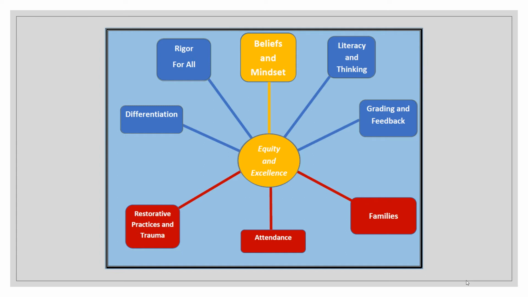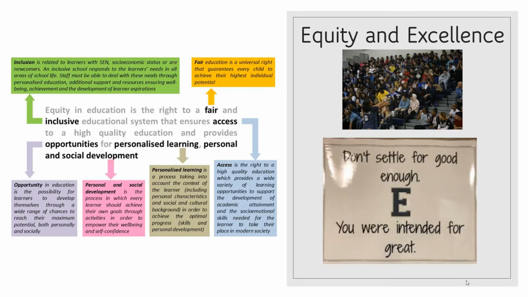And we'll be focusing on the top part of the graphic, specifically differentiation, rigor for all, beliefs and mindsets, literacy and thinking, and grading and feedback. So the center of our graphic is equity and excellence. This is what our entire framework is built on. You can see a definition for equity there, and the keywords. One thing that's important for our school is teaching our students, don't settle for good enough. You were intended for great. That's something that's posted throughout our classroom to encourage students to always strive for their best.